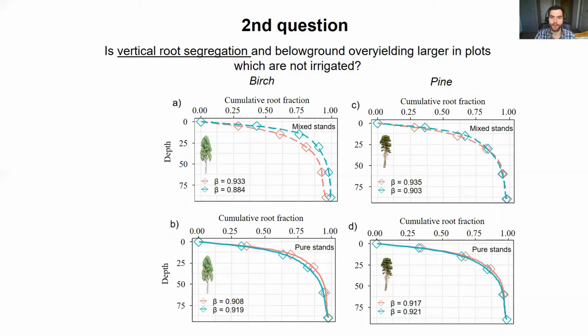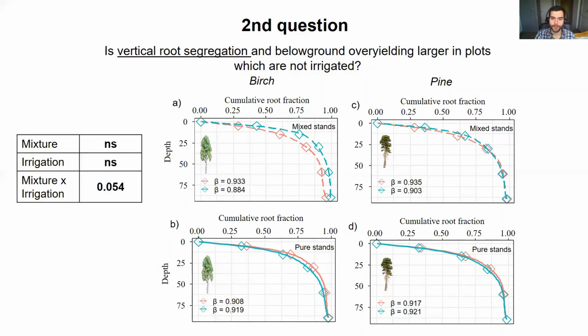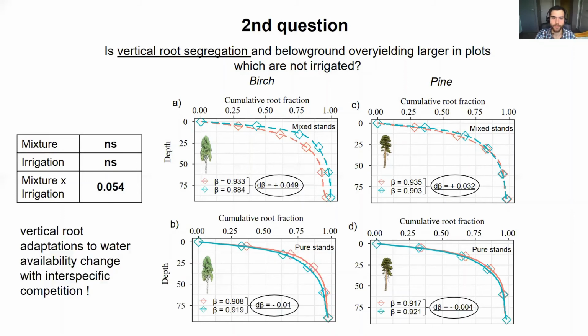Interestingly, we also found a marginally interactive effect of mixture and irrigation, as under ambient water supply, both mixed tree species distributed roots deeper than their respective irrigated stands, while in the pure stands, the opposite occurred and the trees distributed their fine roots to shallower soil layers in response to ambient water supply. This result indicates that vertical root adaptations to water availability change within the specific competition.